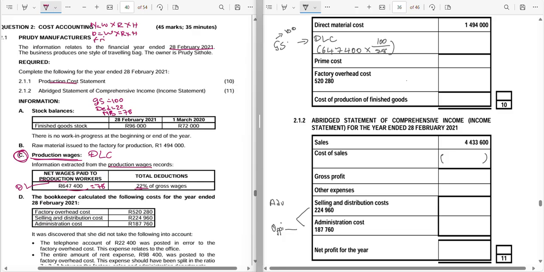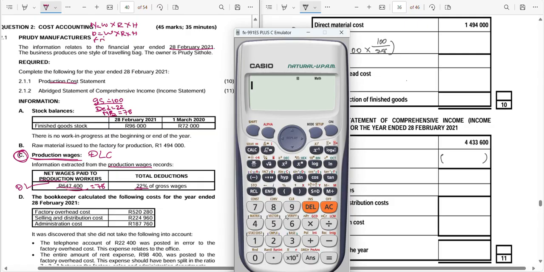We want gross salary, which is 100%. And we know that this amount here is net, meaning net, as I explained, gross salary is 100. Deduction, they said 22, meaning our net wage here is equivalent to 78. And we want gross, which is 100. So that's why I took this amount, multiplied by 100, divided by 78. Let's see how much we are going to get there. 647,400, multiply by 100, divide by 78. We get an amount of 830,000.